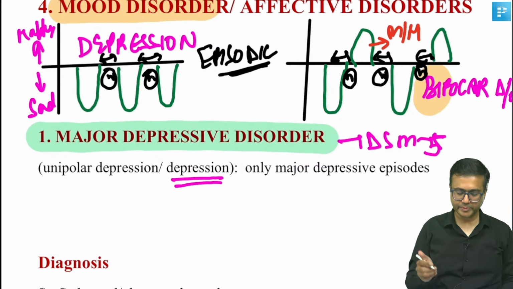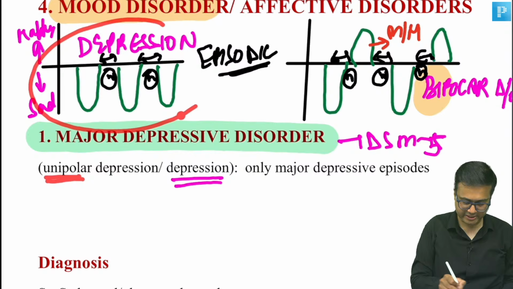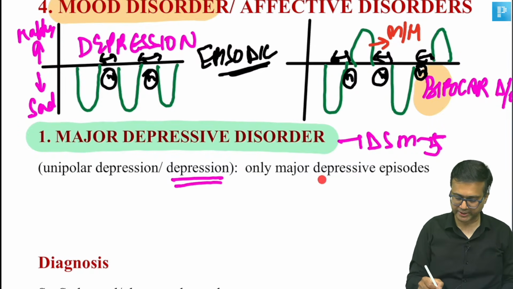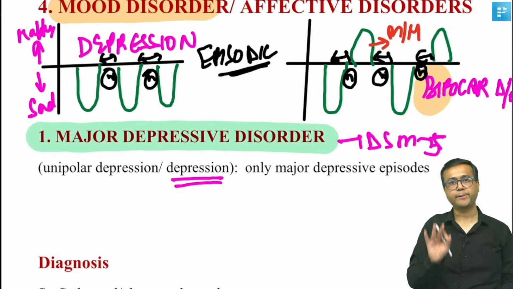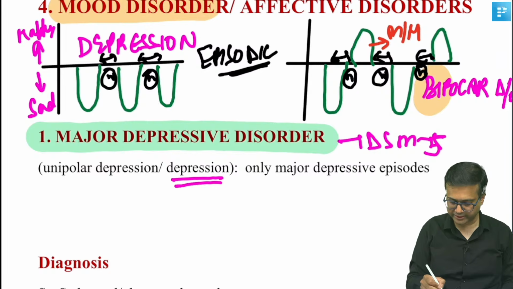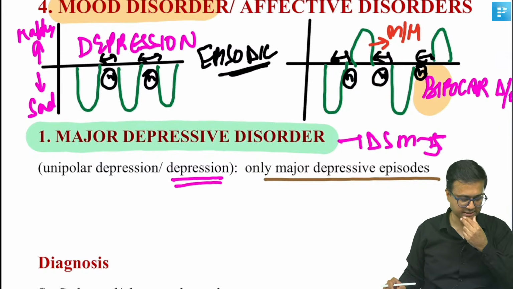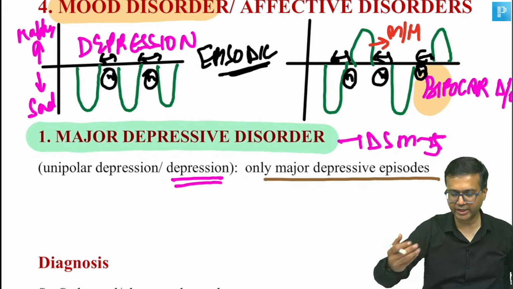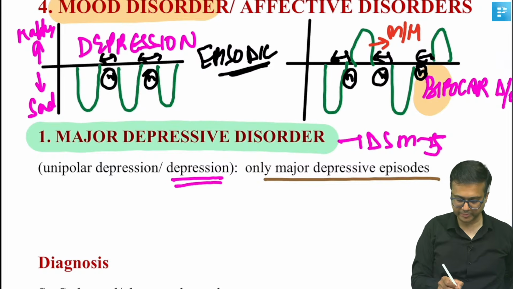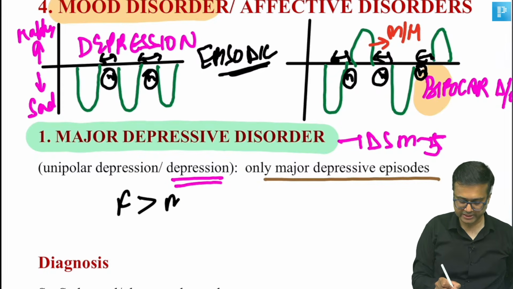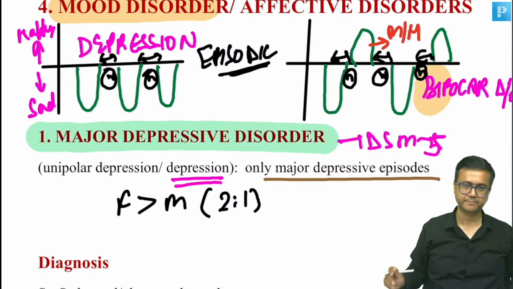Is it clear to everyone, beta? Why unipolar? Because symptoms are present on only one pole, or you can just call it depression. So in MDD, beta, the patient is only having depressive episodes. Tell me, is depression more common in males or females? It can occur in both, but beta, if I ask you whether it is more common in males or females, remember it is more common in females than males. In fact, the ratio is 2:1.